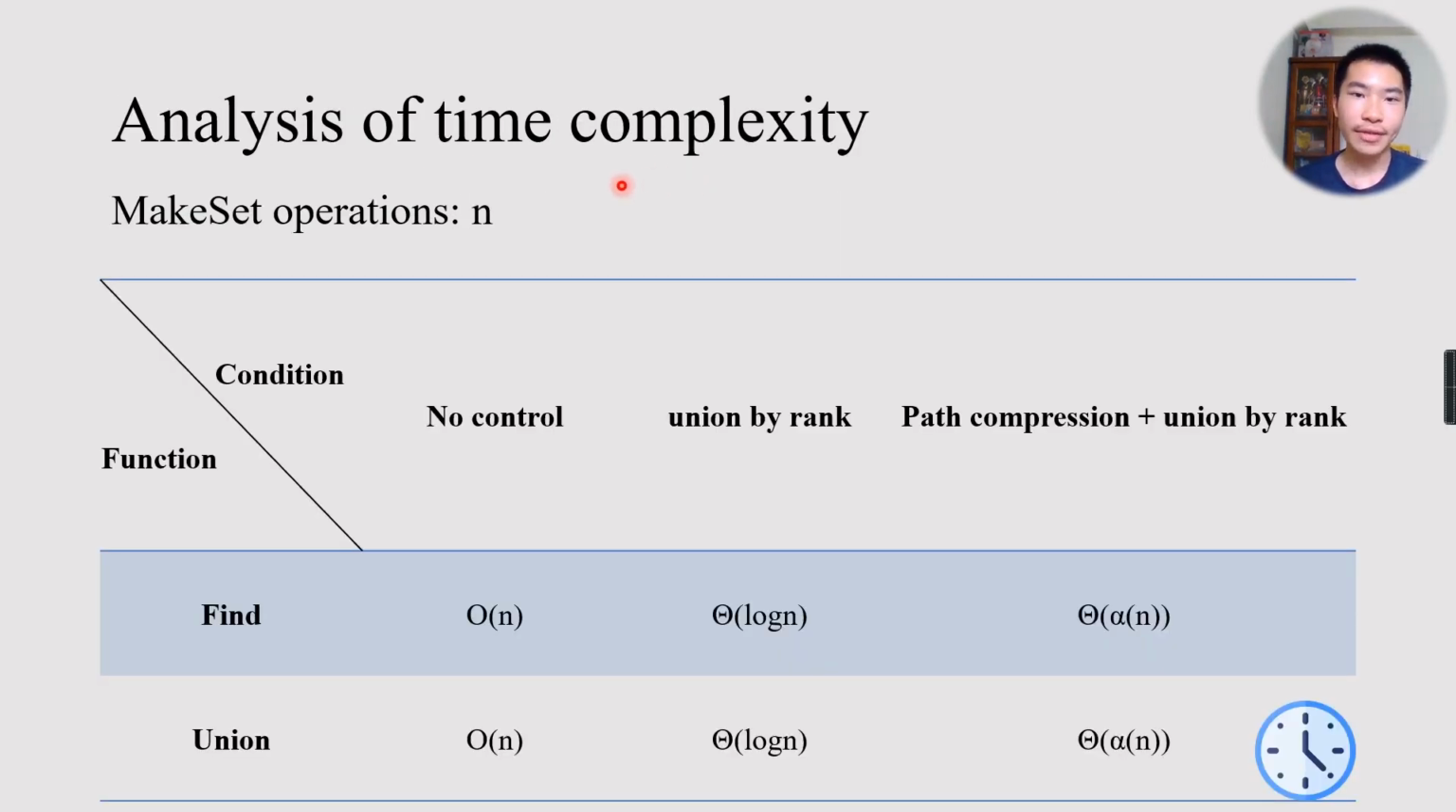Now, if we analyze the time complexity of disjoint sets, then if we don't apply any control, it will be linear in n, which is the number of elements. Then if we take the above 2 steps, path compression and union by rank, we can actually reduce the time to nearly constant for the find and union functions.